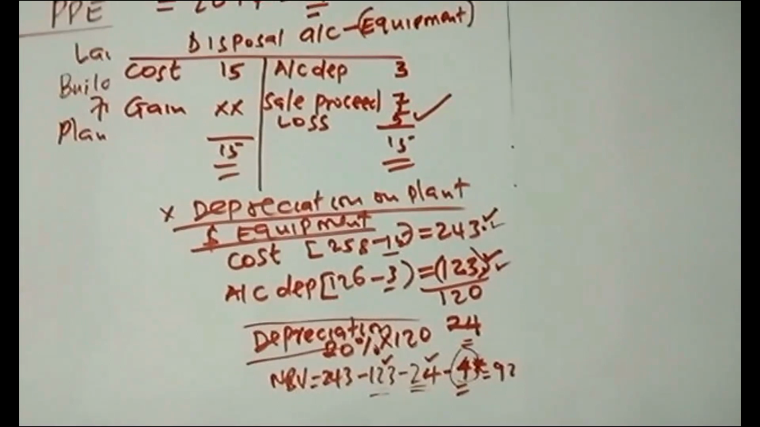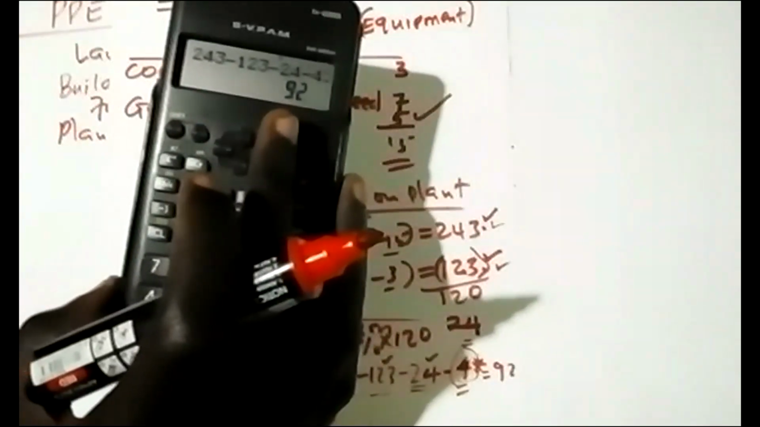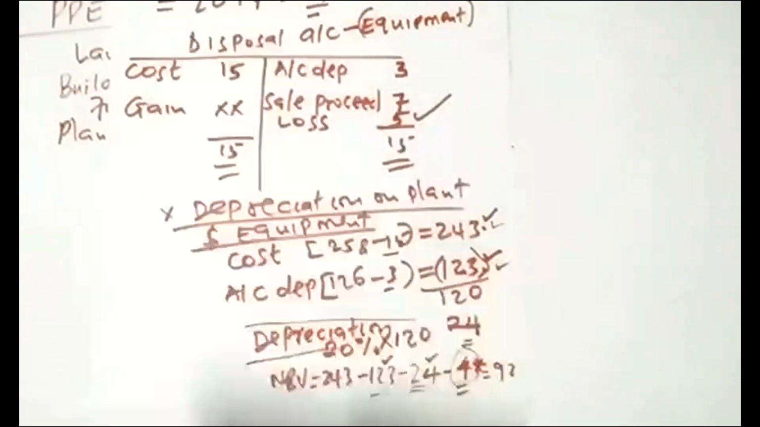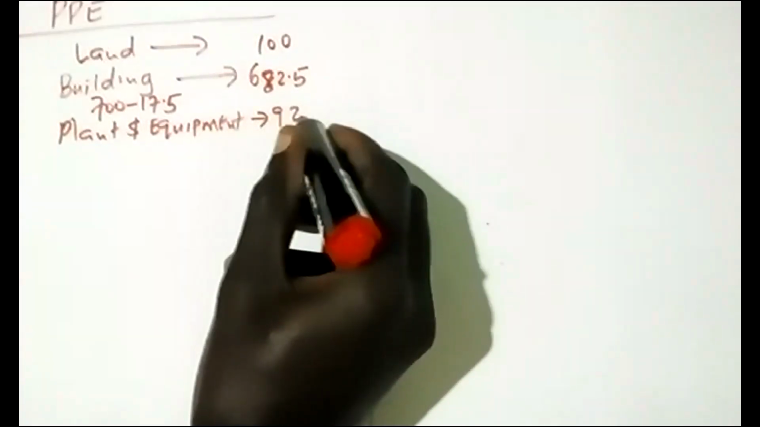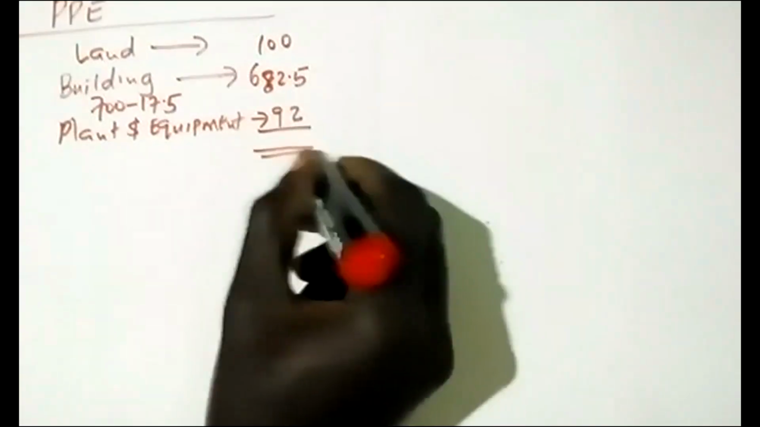Are you sure? 243 minus 123 minus 24 minus 4. Oh, 92, sorry. So I always calculate. So that is fine. So that is 92. There was no another cent. Give me the total.